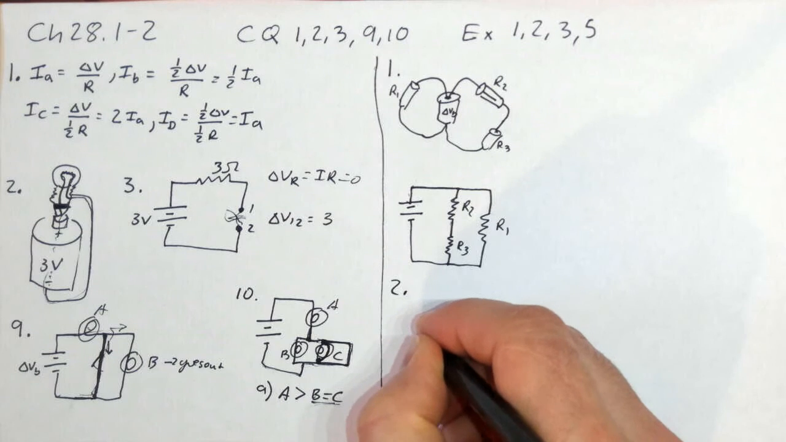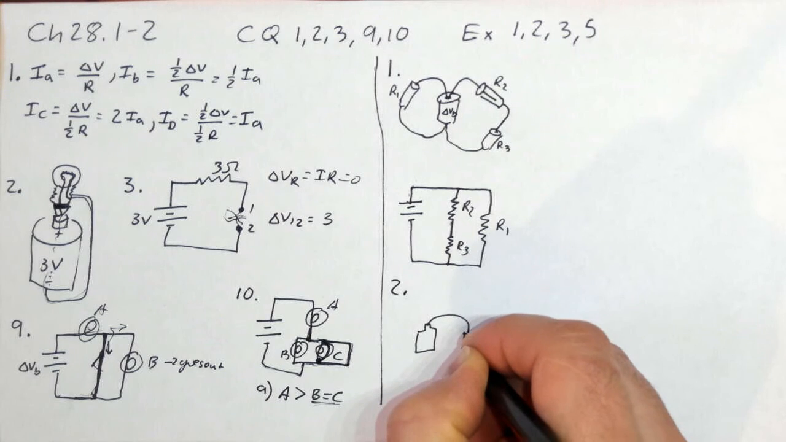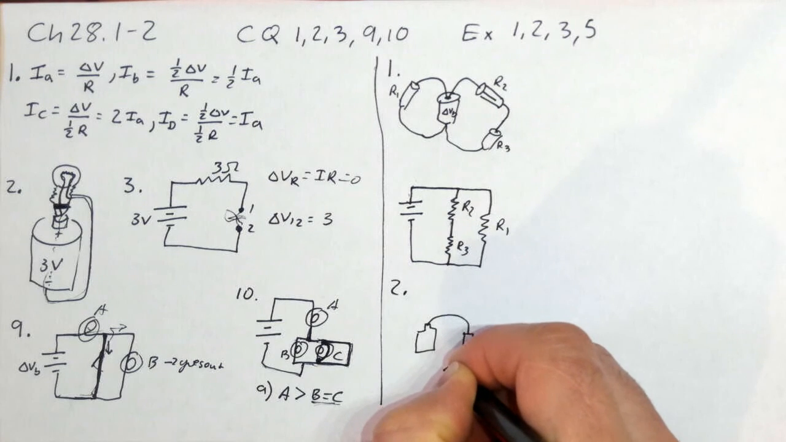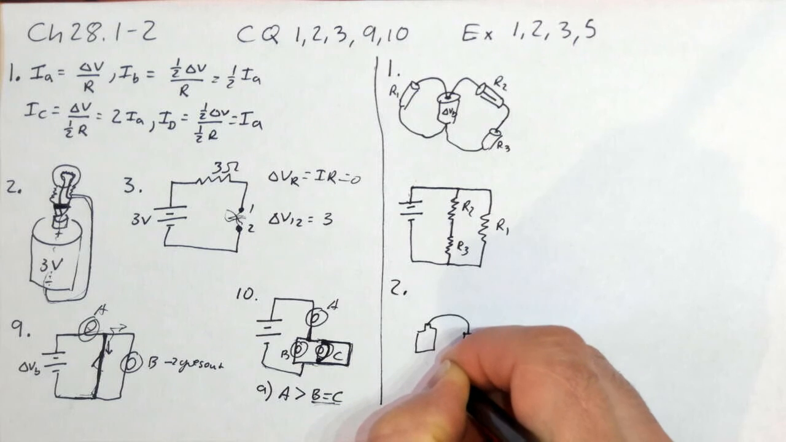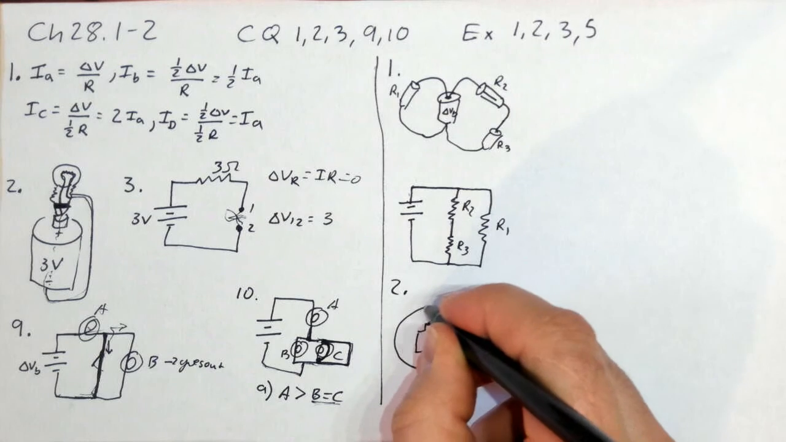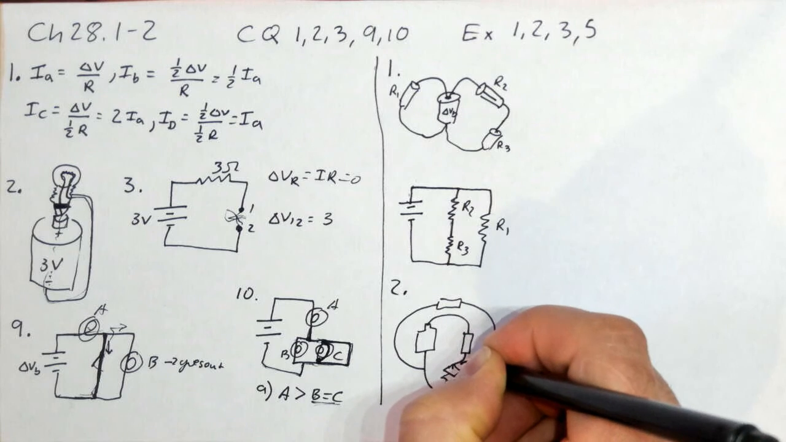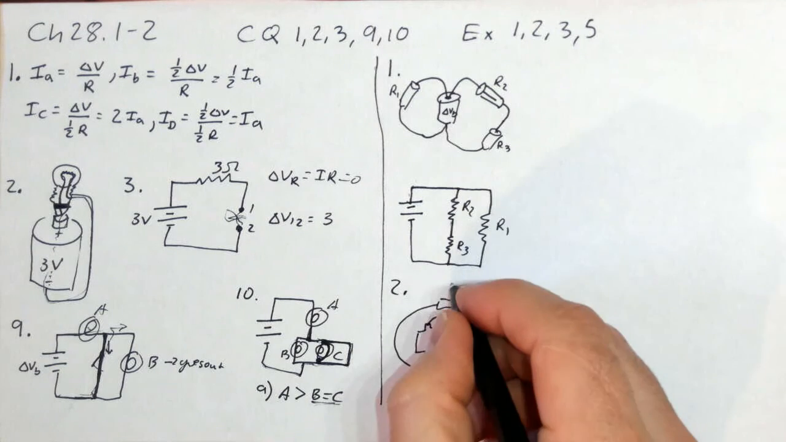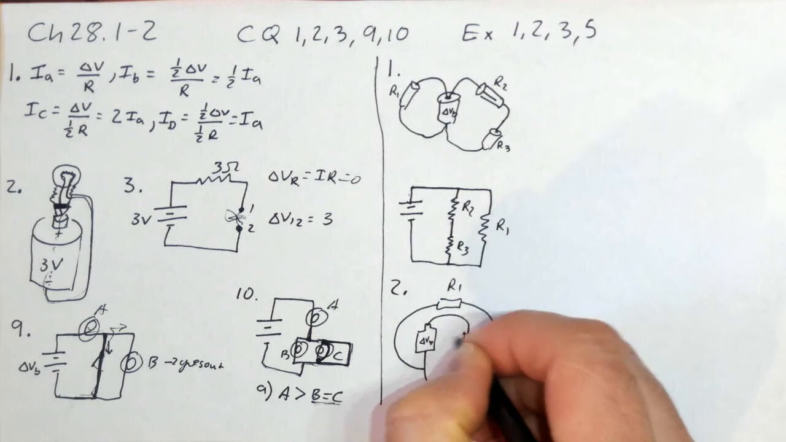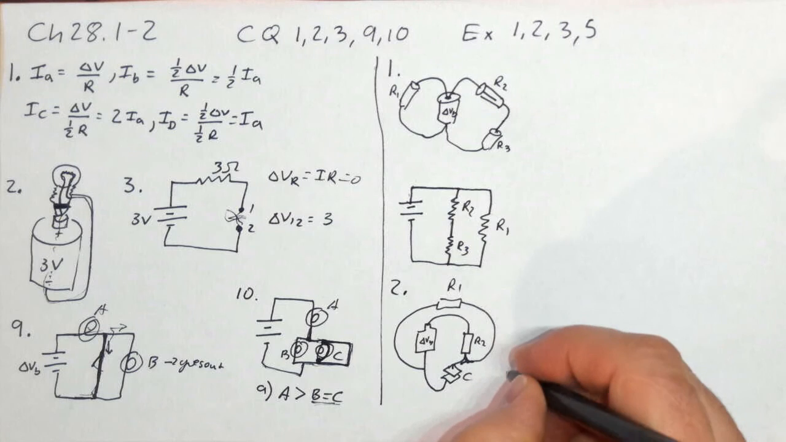Battery and I'll call this R1, here's delta V battery, here's R2, and here's a capacitor. How could I draw that as a diagram? Okay, I'm going to draw one that looks like this.